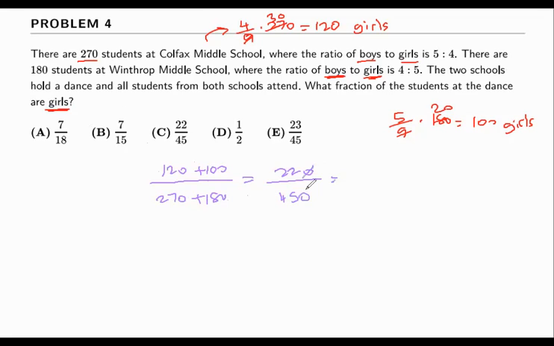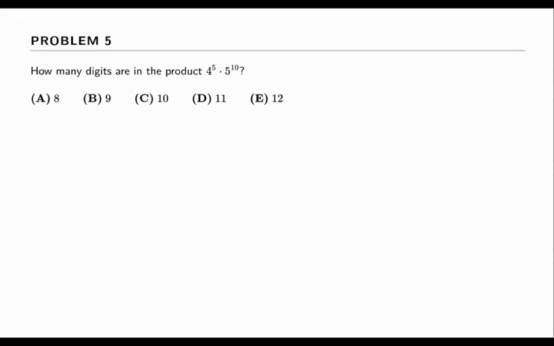So I can cancel these easily. 21 is only divisible by 2 and 11, but 45 is not divisible by any of these. So I think we are going to leave it as it is, okay? So that's the answer. It's not too challenging, to be honest, even though it looks slightly challenging.